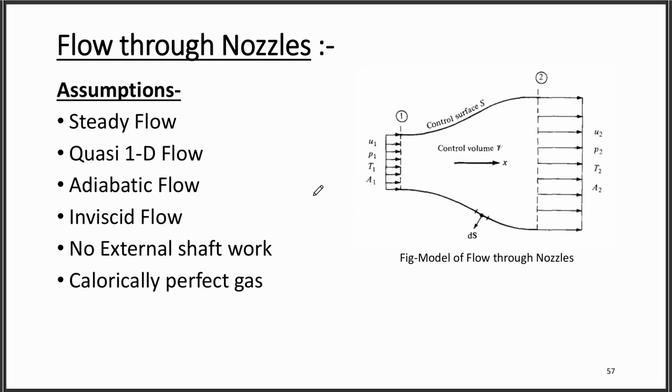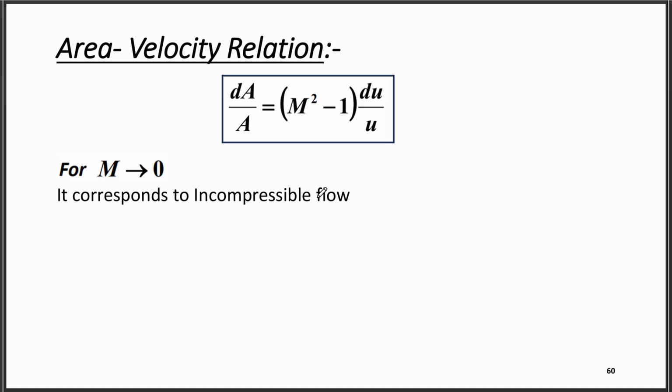If these equations are solved, we can get an important area-velocity relation, which is given by dA upon A equal to M square minus 1 times du upon u. If M tends to 0, it corresponds to incompressible flow, for which you can get A u equal to constant.